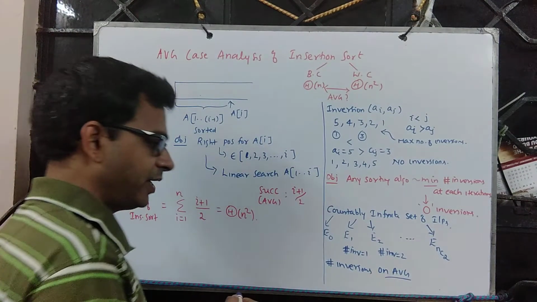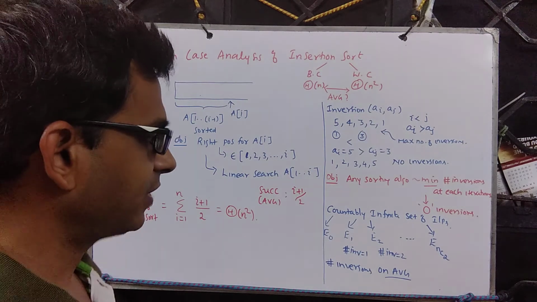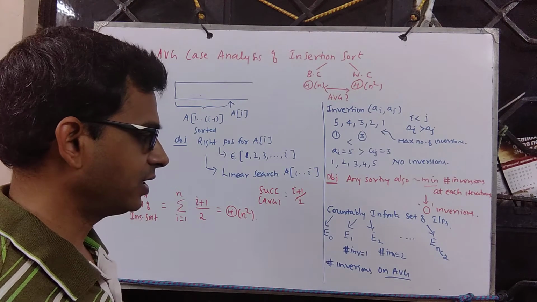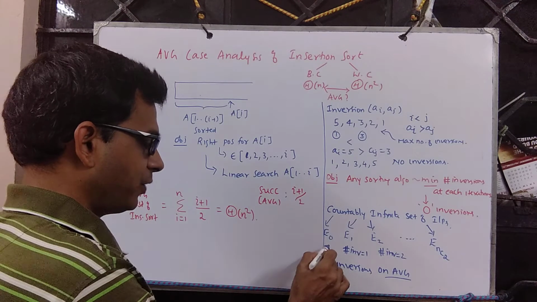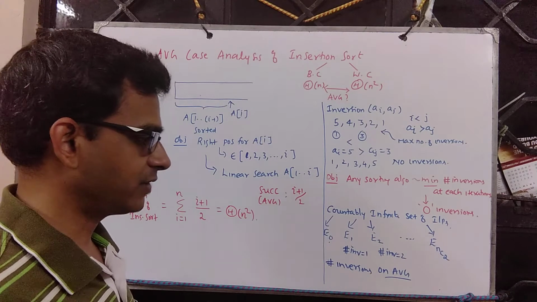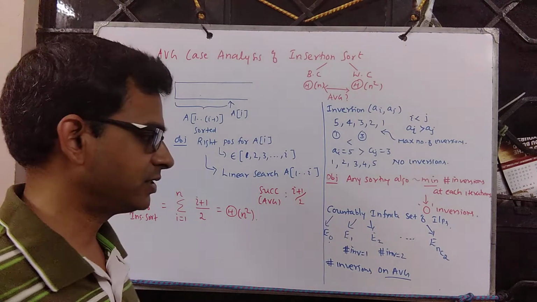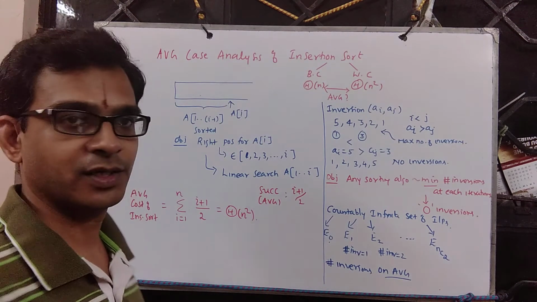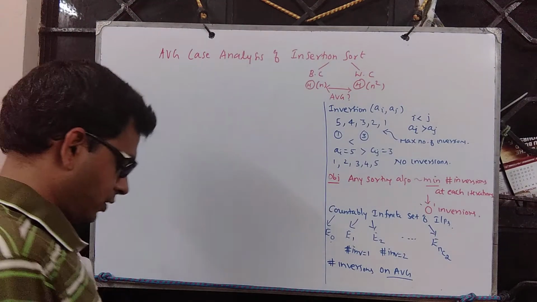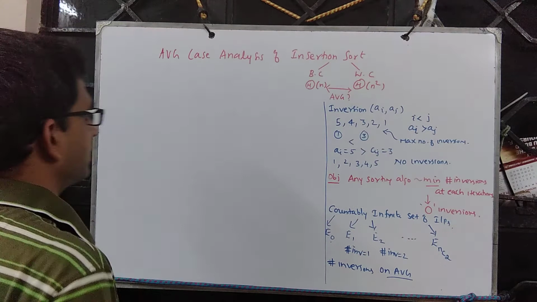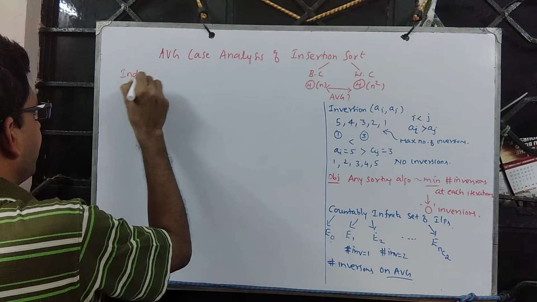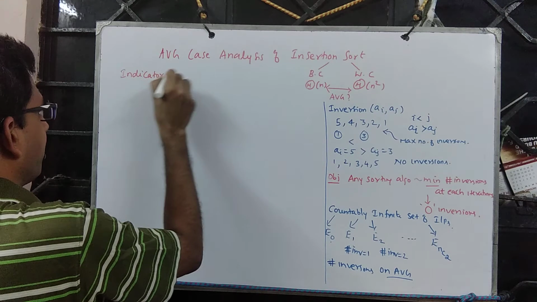Because once we eliminate these many inversions, the sequence is sorted, but we don't know how many there are. It could be 0, it could be 1, it could be 2, and so on. So how many inversions will there be on an average, which we shall estimate now. To estimate the number of inversions, we are going to define an indicator random variable.